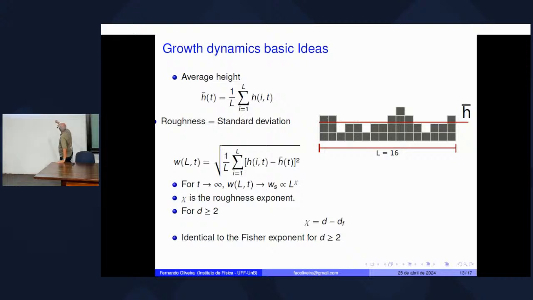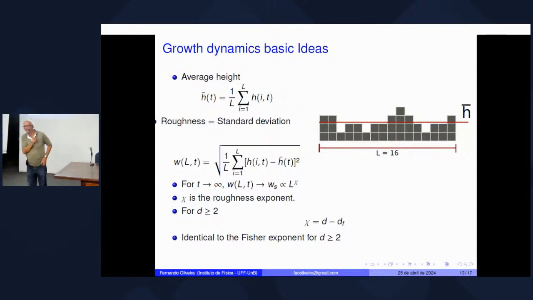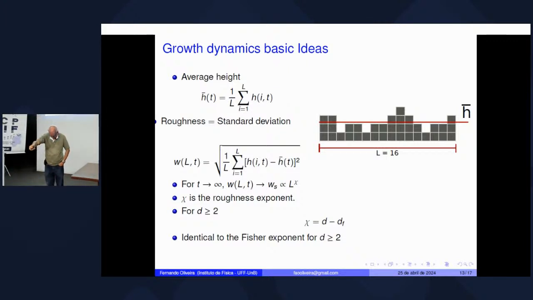But depending on the system, we don't have an upper critical dimension. For example, this result here is very general, it does not depend on the system. But if we have, for example, KPZ, we don't have a finite upper critical dimension. Sorry, we don't have an upper limit for the exponents.